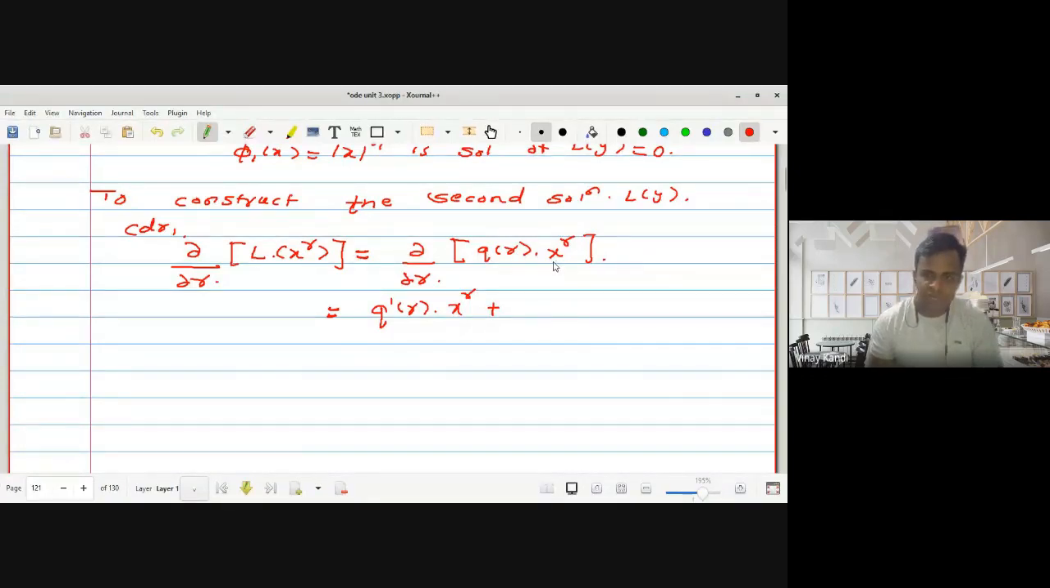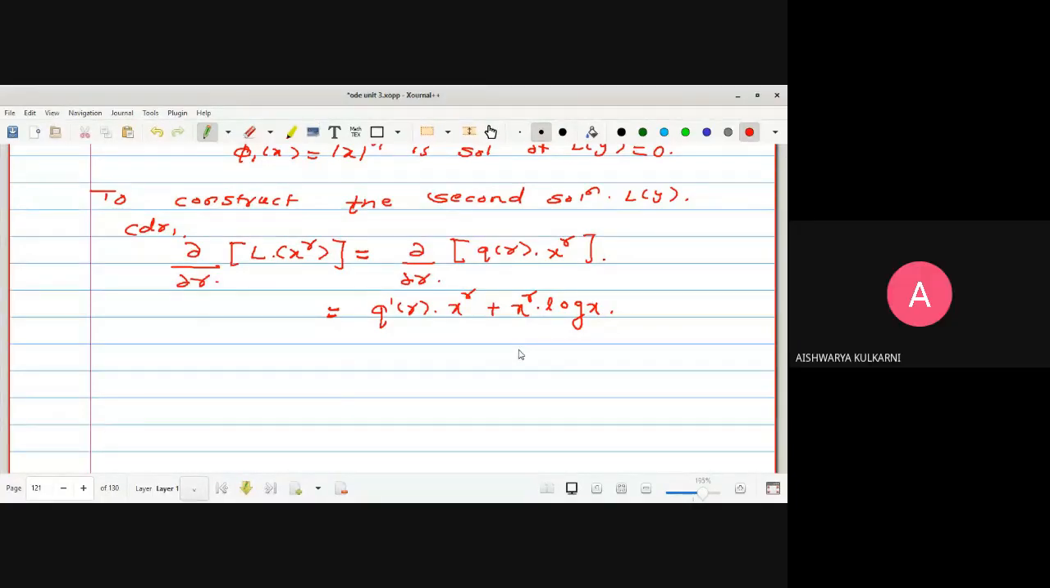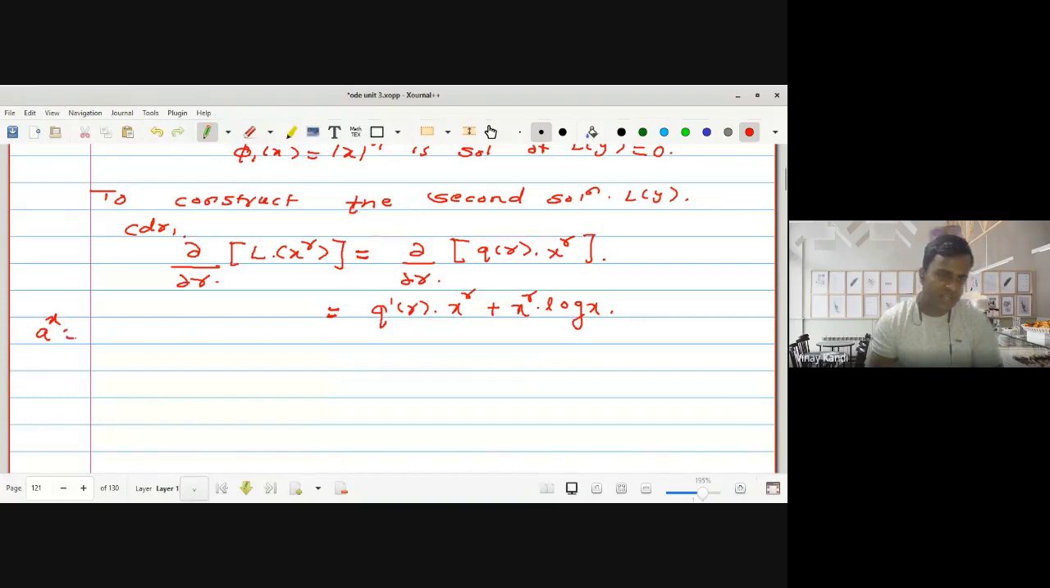What is the derivative of the second one, x raised to r? Here x is the constant, because we are differentiating with respect to r. So the derivative of x raised to r is x raised to r into log x. Is it correct? Yes, sir. Just like the derivative of a raised to x, where a is a constant, is a raised to x into log x. This is the solution: derivative of this one, and the second as it is.